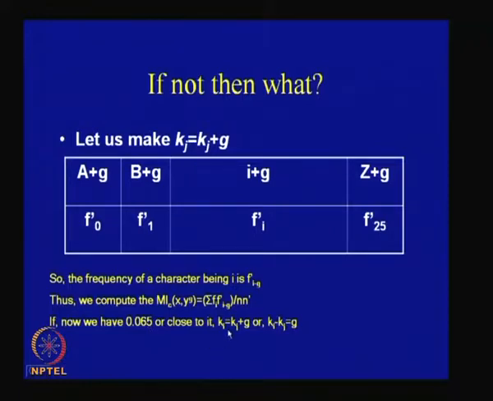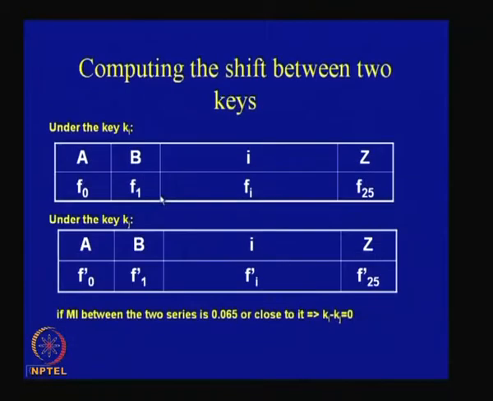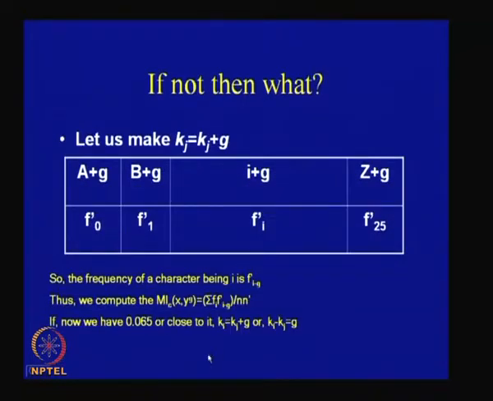And now if we have got a value of 0.065 or close to it, then you can say that Ki is equal to Kj plus g. So therefore Ki becomes equal to Kj plus g, and from there you can actually compute the difference Ki minus Kj being equal to g. So you keep one of them constant and keep on shifting the other values, and start computing the mutual index of coincidence in this fashion. And if this mutual index of coincidence matches 0.065, then you can say that this particular shift is the correct shift, and Ki and Kj have a difference equal to g in this case.